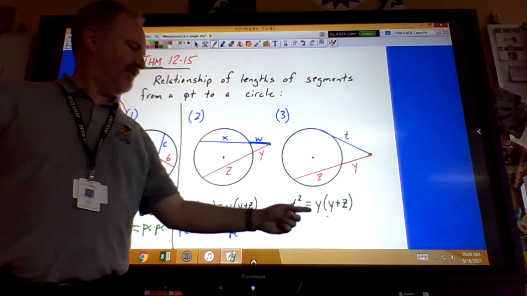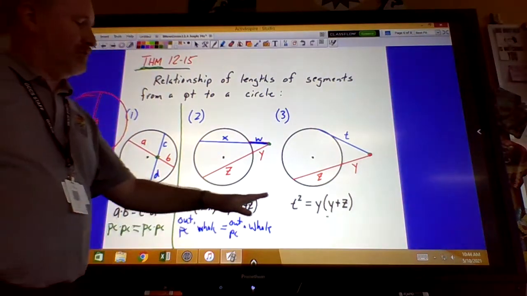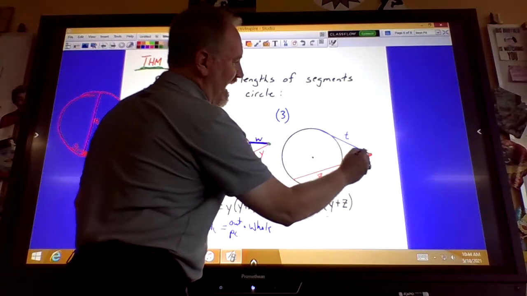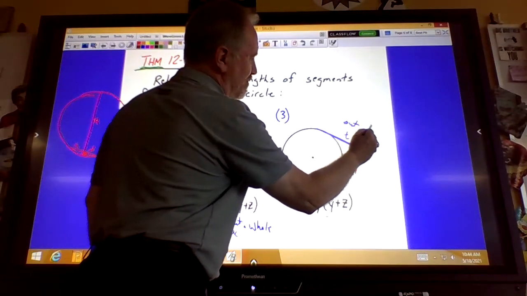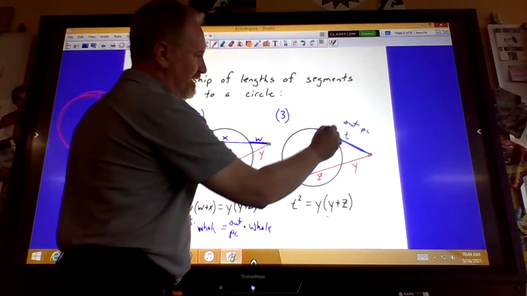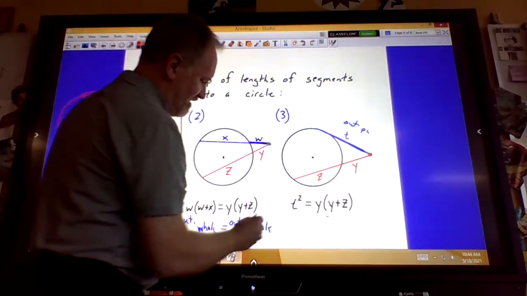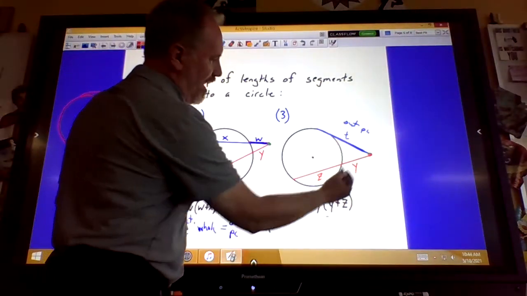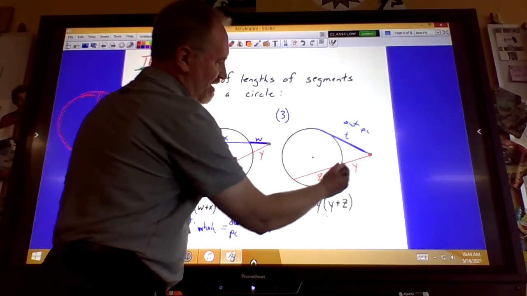But you're saying, Mr. Metcalfe, he's got a T squared. None of these guys have any T squareds or anything like that. What's weird about him is because T is the outside piece, right? He's the outside piece, and at the same time, he's the whole secant. So if T's the outside piece and T is the whole thing, that's how you get that T squared. So it's still following outside piece times whole equals outside piece times whole, because Y, of course, is the outside piece of him, and Y plus Z is the whole thing.